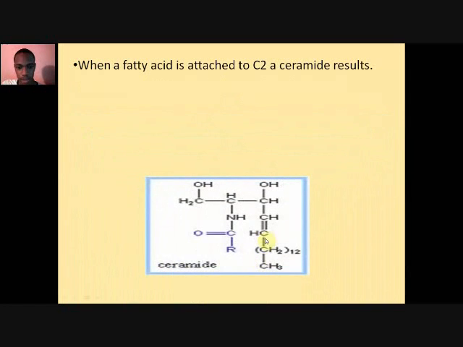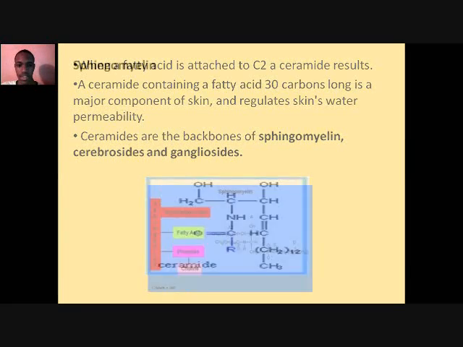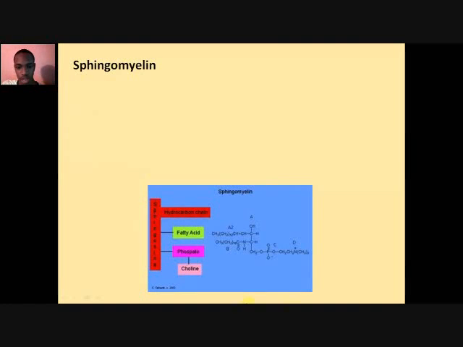And here we have a diagram of a ceramide. But note well that this is the carbon 1 chain, this is carbon 2 where the fatty acid chain is attached, a ceramide. A ceramide containing a fatty acid 30 carbons long is a major component of the skin and regulates skin's water permeability. Remember that. And ceramides, as we were just speaking about, are the backbones of sphingomyelin, cerebrosides, and gangliosides. We'll go into a little more detail with those.